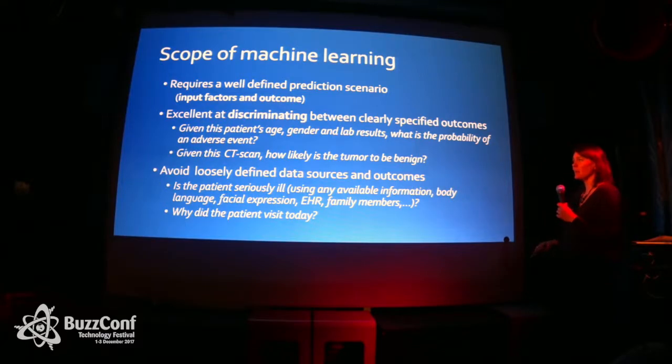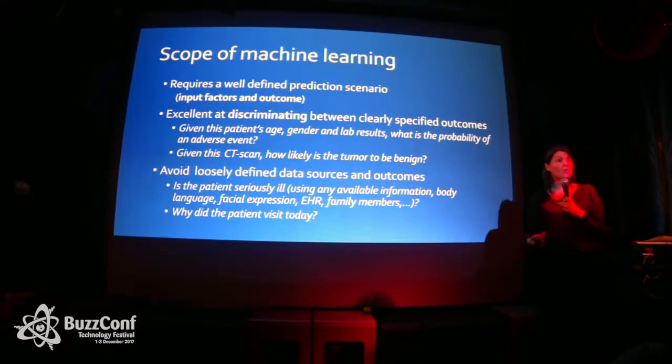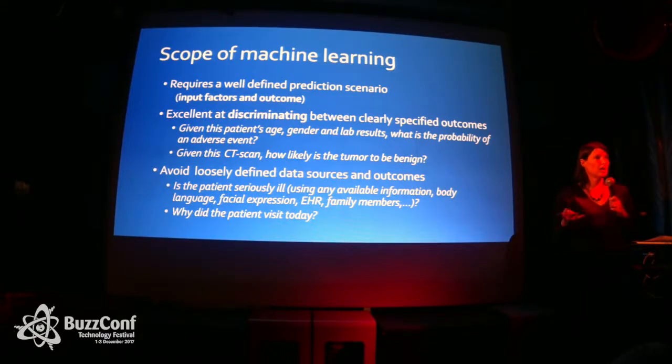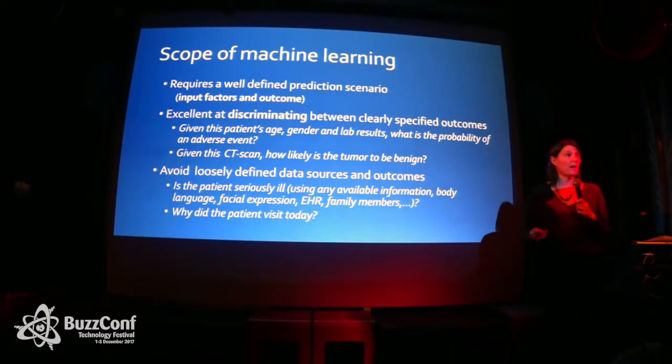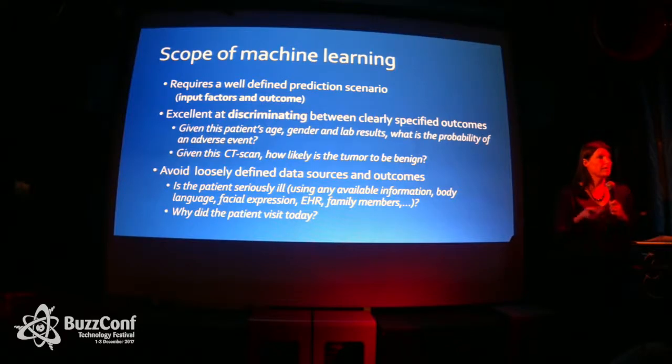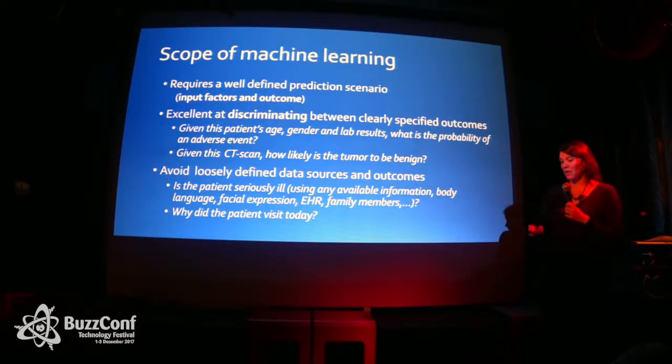Something even like, is the patient seriously ill, also is a very general kind of question. What do we mean by seriously ill? And unless we can define that in a more specific way, we really can't collect the kind of examples that we need in order to allow us to build a meaningful machine learning model.